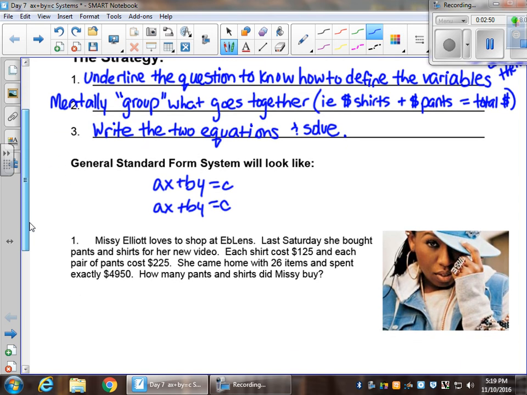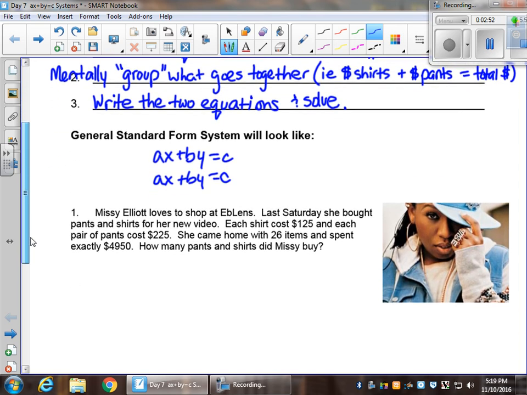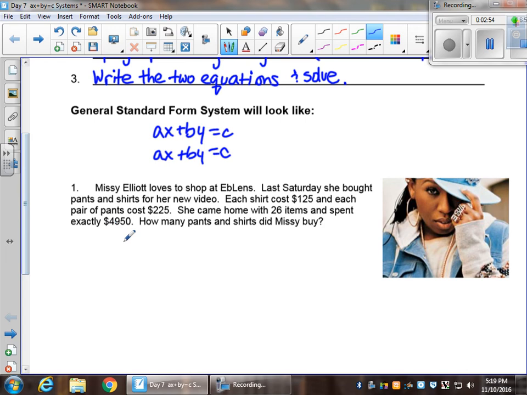Let's learn by practice. Taking a look at our first example, Missy Elliott loves to shop at Evelyn's. Last Saturday, she bought pants and shirts for her new video. Each shirt cost $125 and each pair of pants cost $225. She came home with 26 items and spent exactly $4,950. How many pants and shirts did Missy buy?